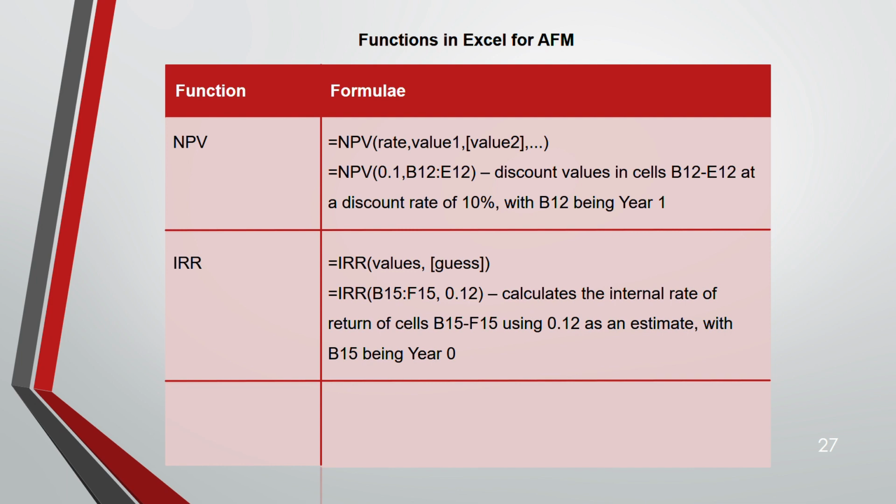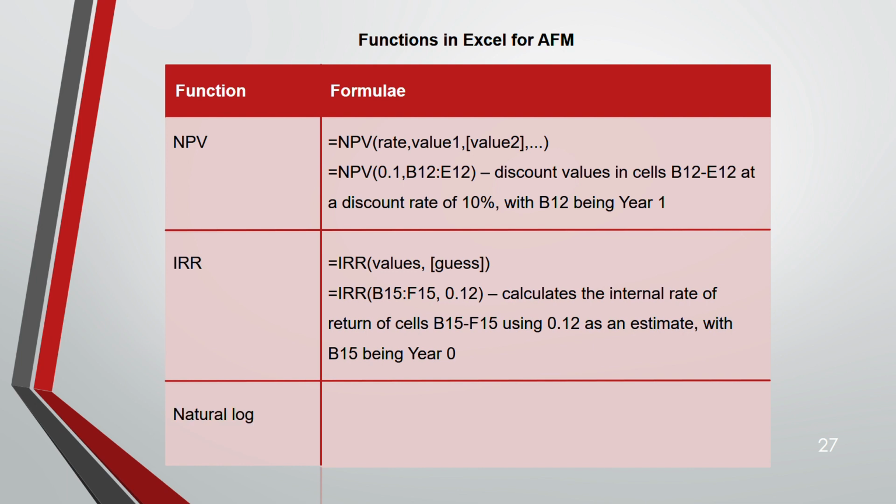So here, first the value. In net present value, first we use the rate, then the value. Here it is the opposite: first the value, then the rate. So value, let's say 15%. Values B15 to F15. Okay. Here B15, the first cell that you're using, should be year 0. Remember this: in net present value, we start from year 1, but here we start from year 0. And then the discount rate, let's say 12%.